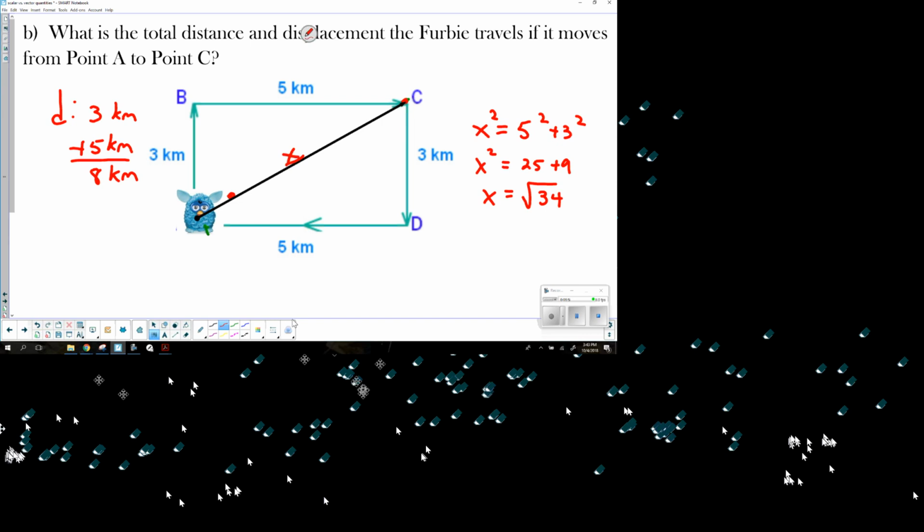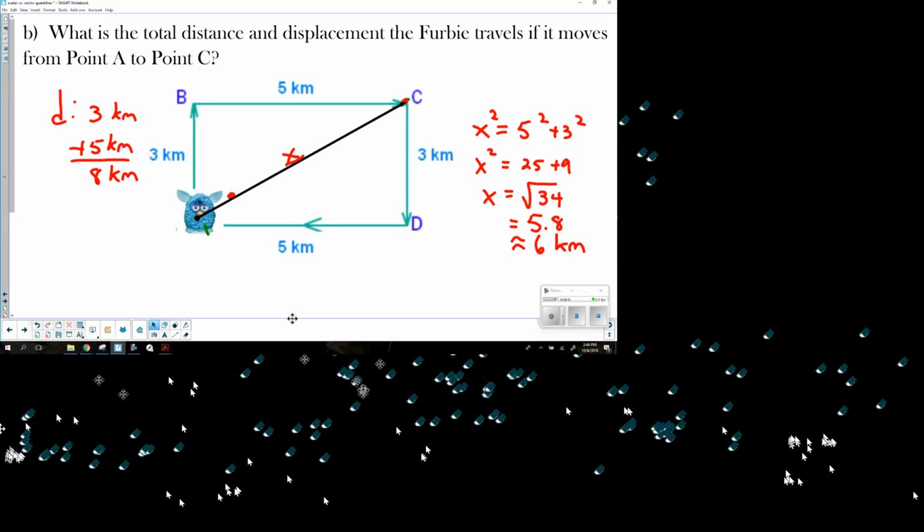And then if I find this in a decimal, because I have to do decimals because I'm in physics, I get 5.8, but I round this to 6 kilometers. Yes, we know that the square root of 34 is not 6, but we can only be sure that the displacement can be estimated to the one spot, which is 6 kilometers. So there's the difference between distance and displacement with the Furby.